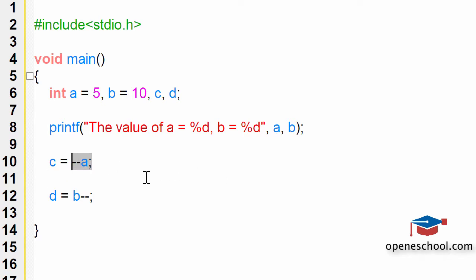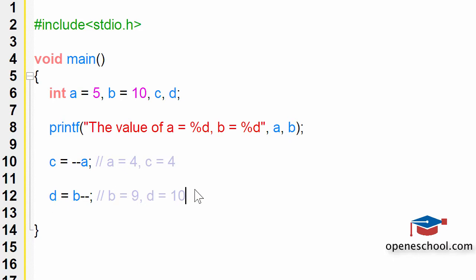The pre-decrement operation says that first we have to decrement the value of a, and then we have to use it. The post decrement operation says that we have to first use the value of b, and after we use it, we will have to decrement it. So after this line gets executed, the value of a should be 4, and the value of c should also be 4, because we will first decrease the value and then use it. The value is 5, so it will first get decreased to 4, and then we will assign it to the variable c. For the post decrement operation, the value of b should become 9, and the value of d should be 10.